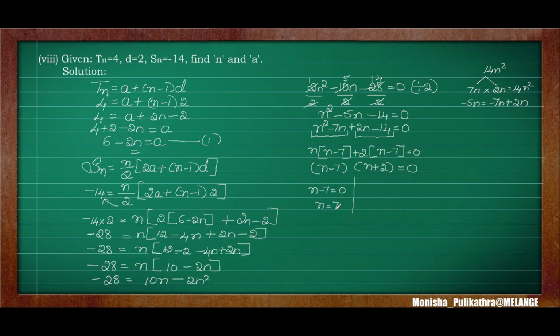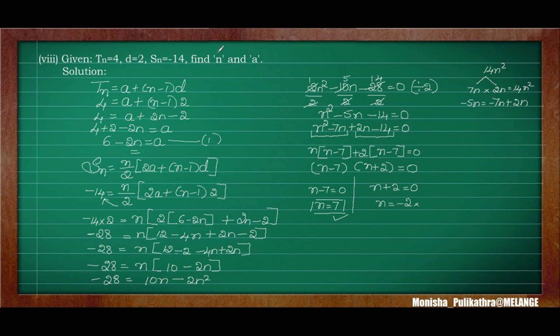So n is equal to 7. Next, n plus 2 is equal to 0. n is equal to minus 2. Since the number of terms n will not be negative, therefore this value is rejected. So n is equal to 7 is the answer for this.